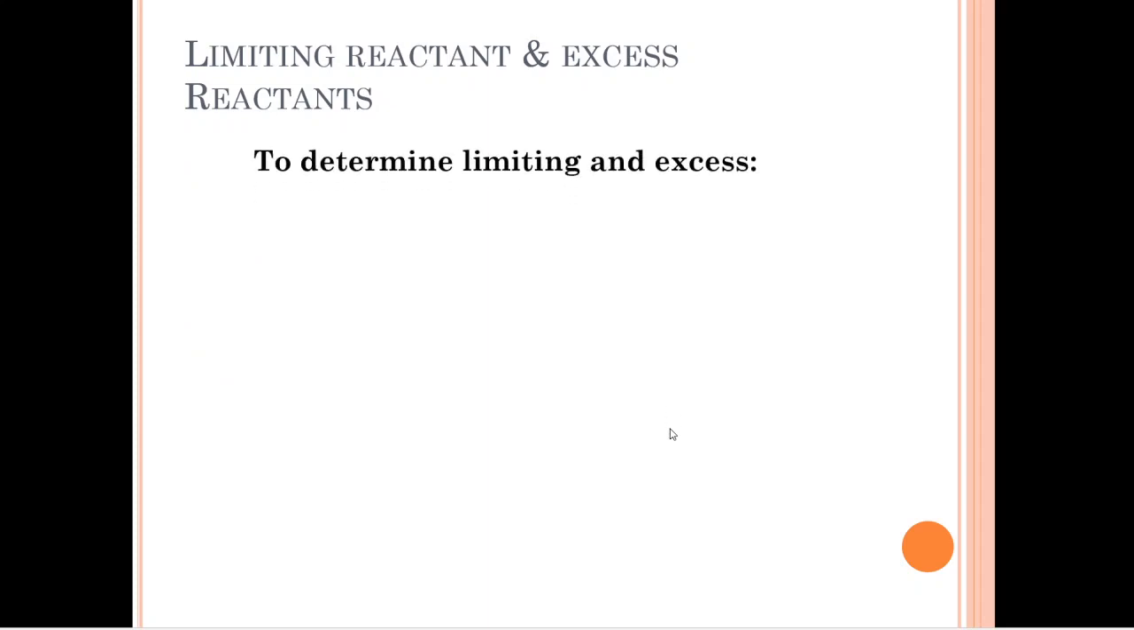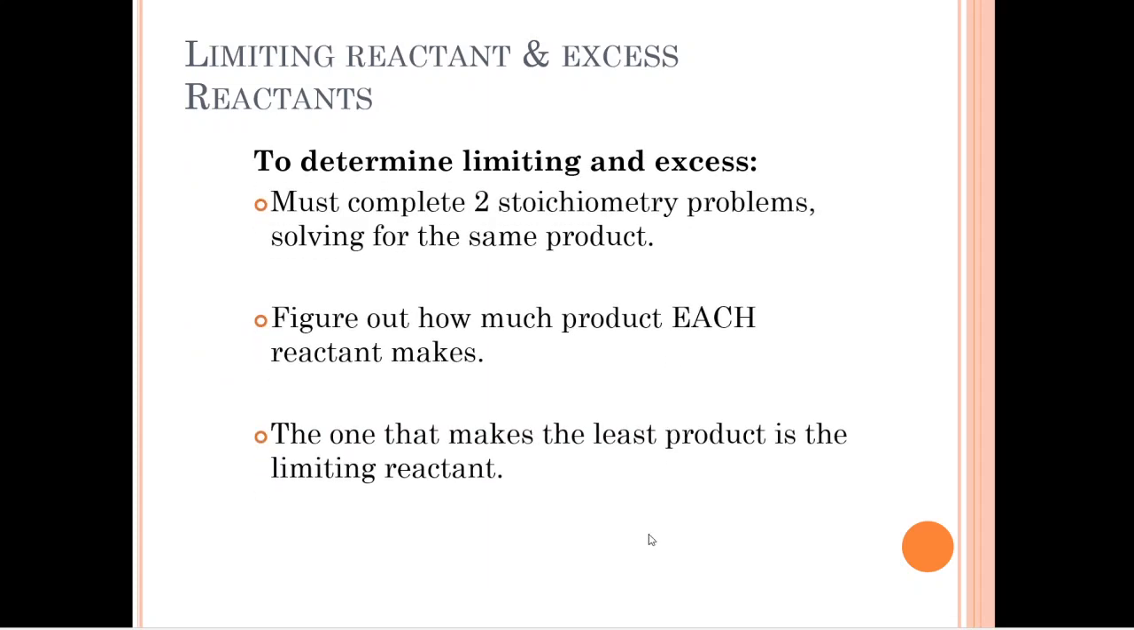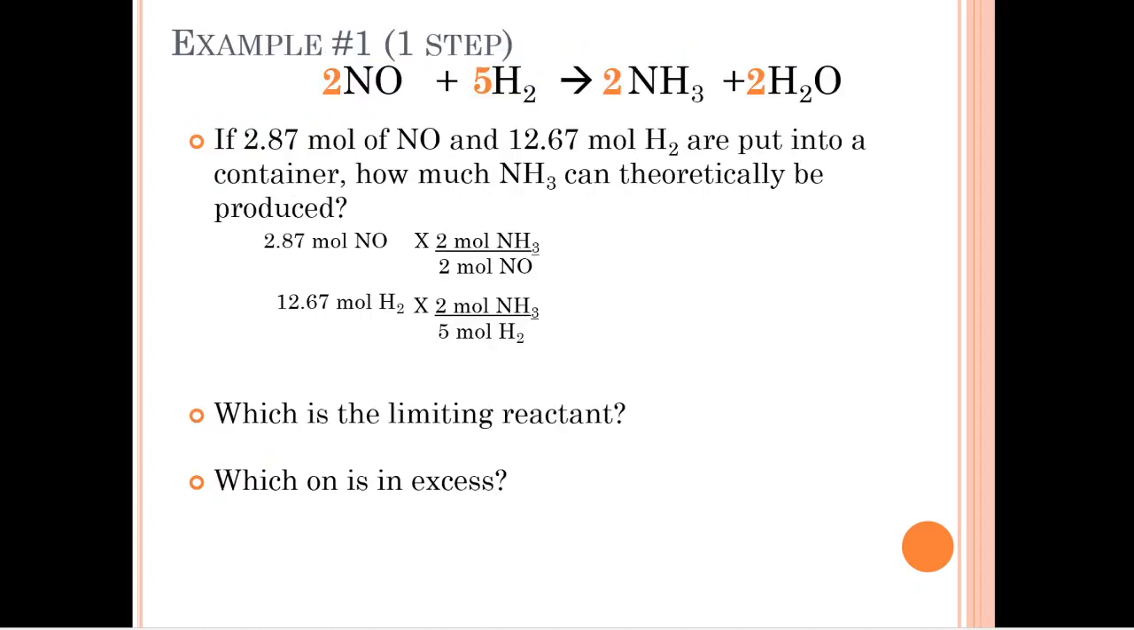So how do we determine limiting and excess? The first thing is you must complete at least, and you may complete more, 2 stoichiometry problems solving for the same product, and then figure out how much product each reactant makes. The one that makes the least product is the limiting reactant. Let's look at a couple. Here it's just moles to moles, and we will be doing moles to grams in our practice.